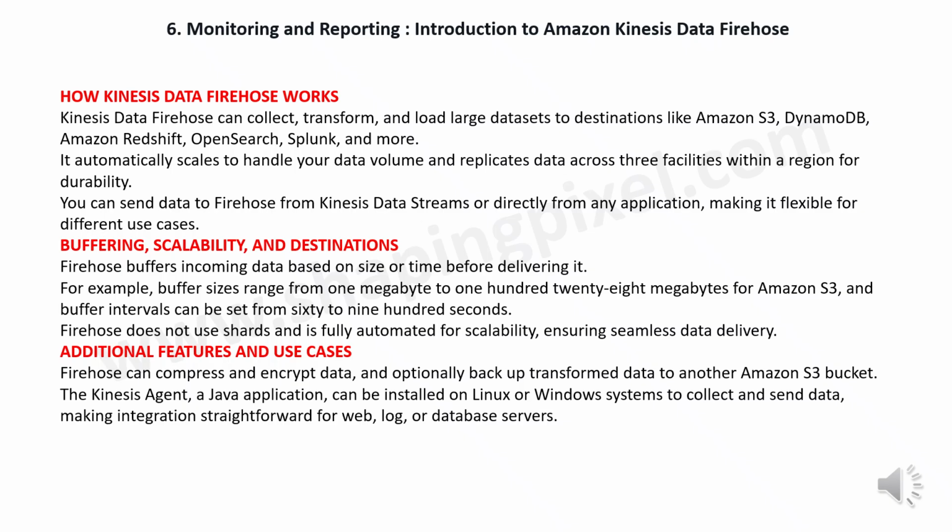Firehose does not use shards and is fully automated for scalability, ensuring seamless data delivery. Firehose can compress and encrypt data and optionally back up transformed data to another Amazon S3 bucket. The Kinesis agent, a Java application, can be installed on Linux or Windows systems to collect and send data, making integration straightforward for web, log, or database servers.